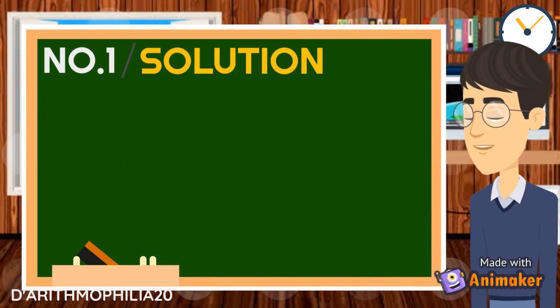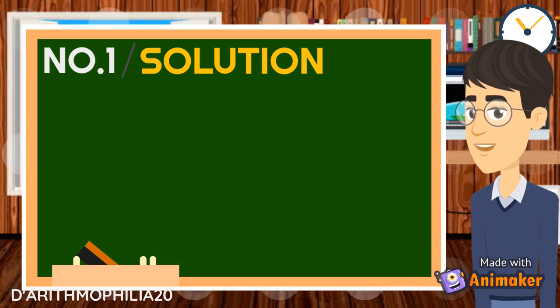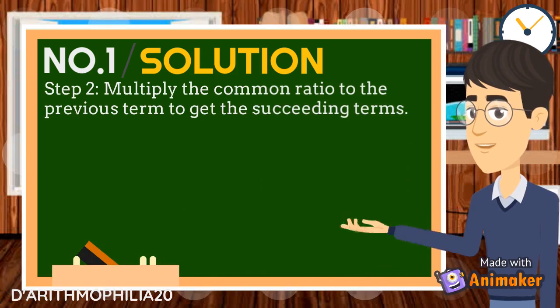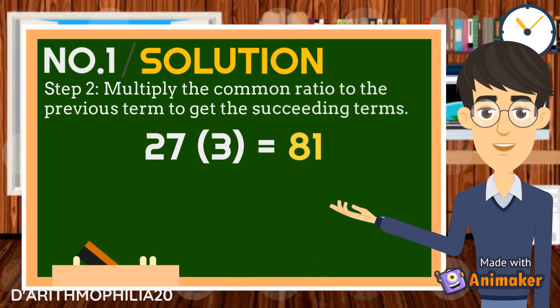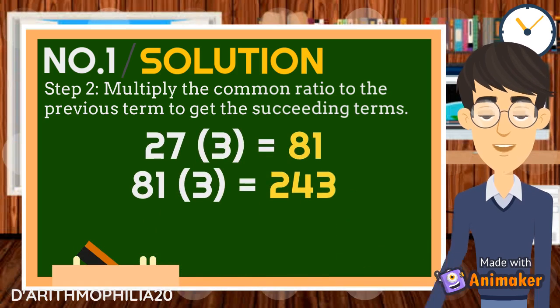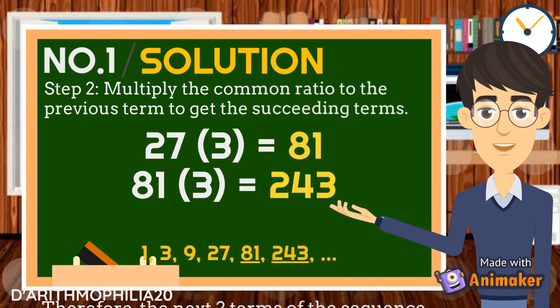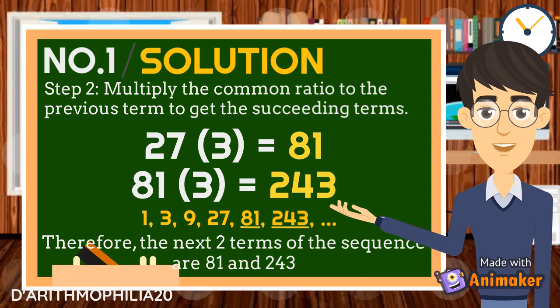Next, in getting the next two terms of the given sequence, we will just multiply the common ratio, which is 3, to the previous term to get the succeeding terms. We have 27 times 3 equals 81, and 81 times 3 is equal to 243. Therefore, the next two terms of the sequence are 81 and 243.